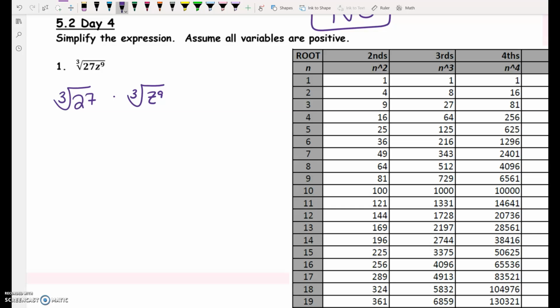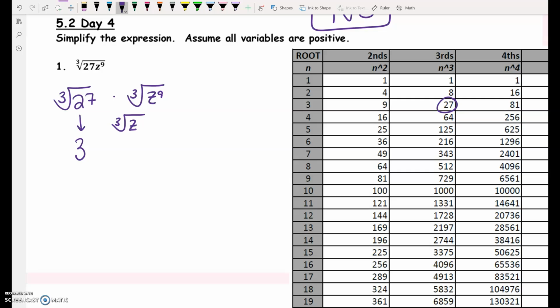The numbers we tackle the same way that we've always been simplifying radicals. Look in your thirds column, see if the number 27 is there. It is. The third root of 27 is 3. Okay. There are several ways to tackle the third root of z to the ninth. Here's the way that they want us to do this.